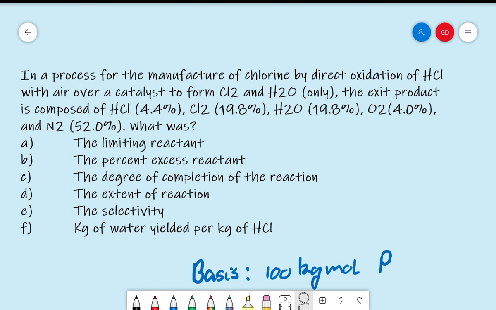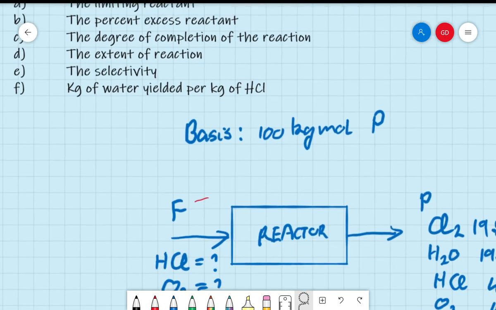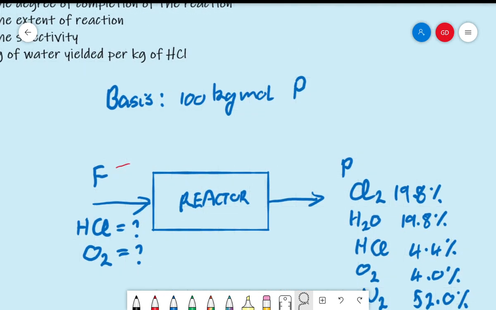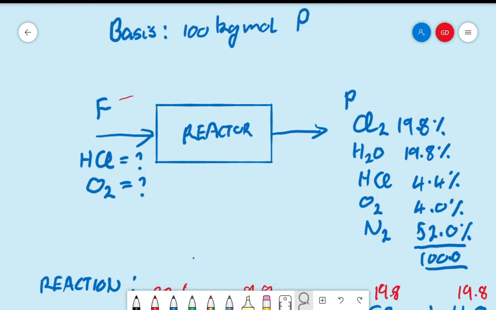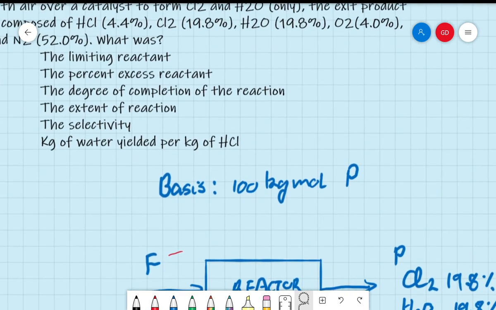This exit product is a gaseous product, and I've sketched this problem here. You can see that on the product side, these are the moles that were given: Cl2 19.8, H2O 19.8, HCl 4.4, oxygen 4.0, and nitrogen 52.0. All these percentages add up to 100, of course, hence we took 100 as our basis. So that's very key to note. That's how we come up with the basis of 100.